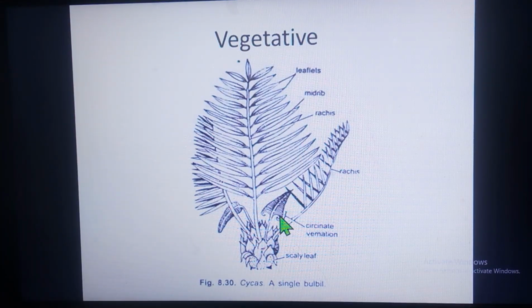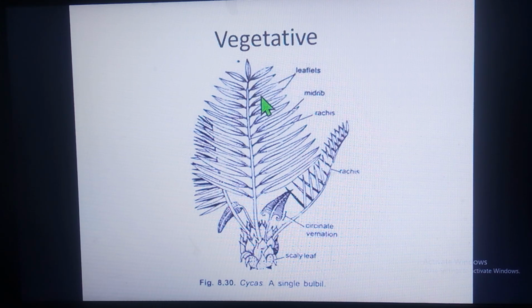And we can see here the foliage leaves, when young, are circinately coiled. We have already studied the foliage leaf, where we have the leaflets, the midrib, the rachis, this is the rachis, and these are the scaly leaves.